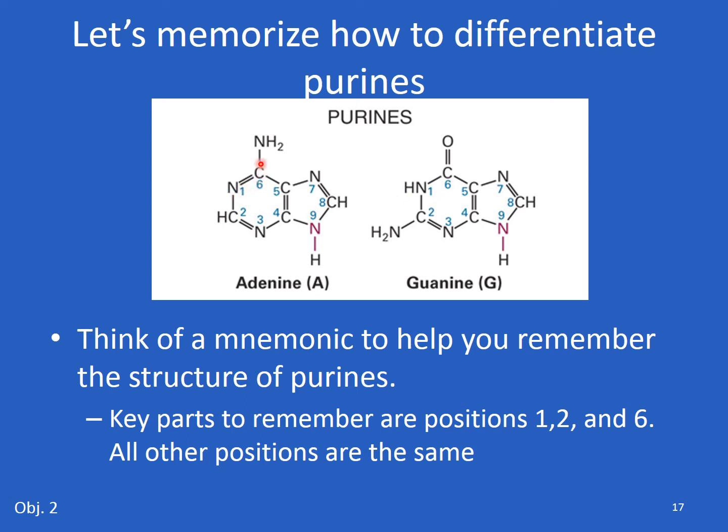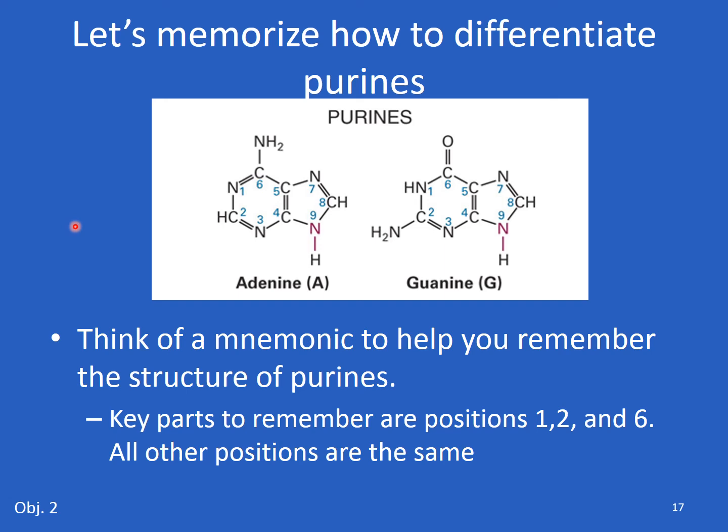Finally, adenine's position 6 is single bonded to an amino group, whereas guanine's position 6 is double bonded to an oxygen. And you'll note that all the other positions are the same. The smaller ring, the 5-membered ring, positions 4, 5, 7, 8, and 9, that's exactly the same between the two. Also, position 3 is the same between the two.